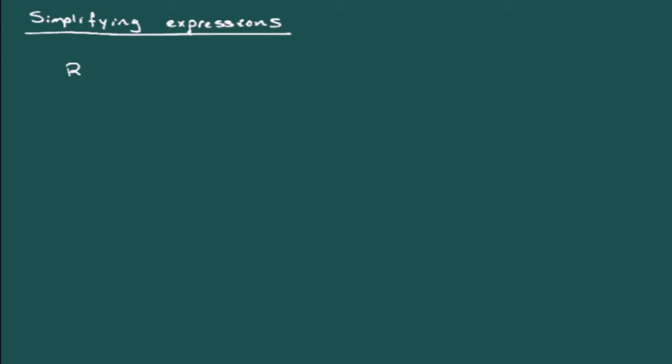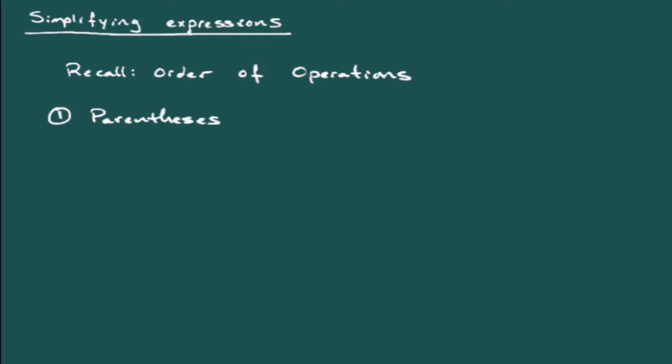So in this video, let's take a look at really what it means to simplify an expression. And for that, let's begin by reviewing or recalling our order of operations. So first of all, we had the parentheses. Now the parentheses were really there as grouping symbols.